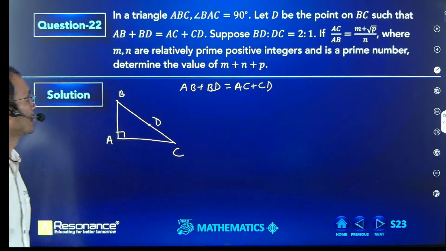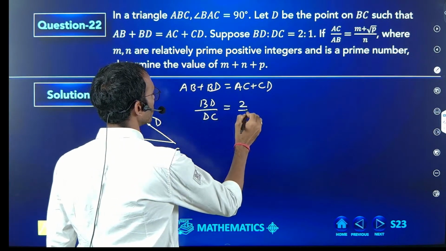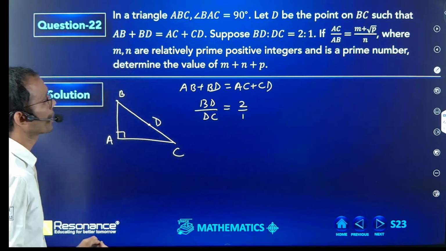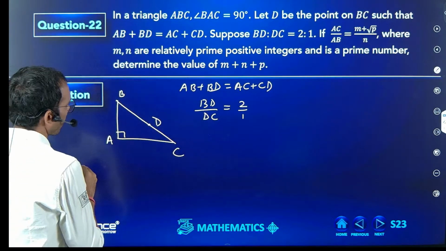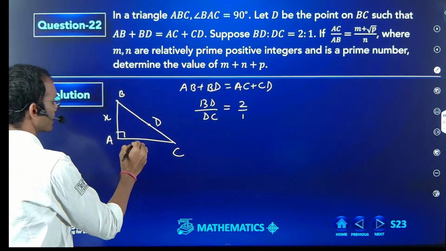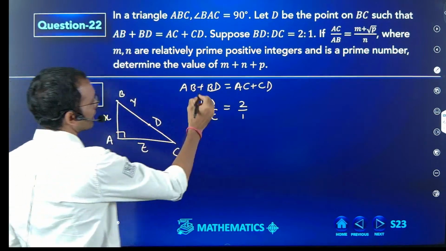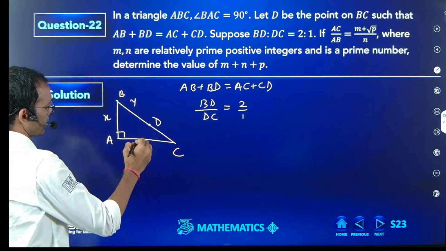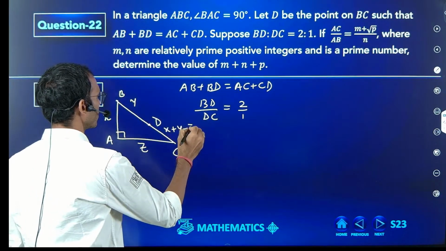One more condition is given, that is BD upon DC is given as 2:1, and AC upon AB is given as (m plus under root P) by n. Then we have to find the value of m plus n plus P. Okay, so let's say AB as x, AC as z, and BD as y. So AB plus BD, that means x plus y, should equal AC plus CD, right? So if you consider this number as z, CD will be x plus y minus z.